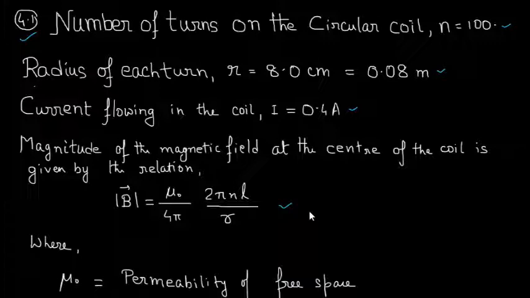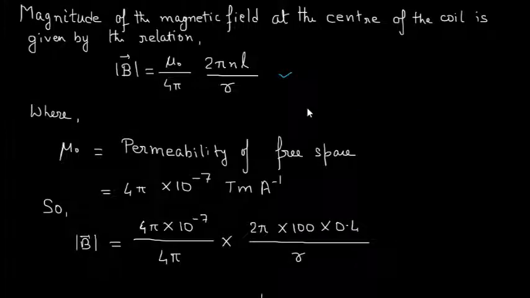B is equal to mu naught by 4 pi into 2 pi nI upon r, where mu naught is equal to permeability of free space, which is equal to 4 pi multiplied by 10 to the power minus 7 T m per ampere. So this is a constant.